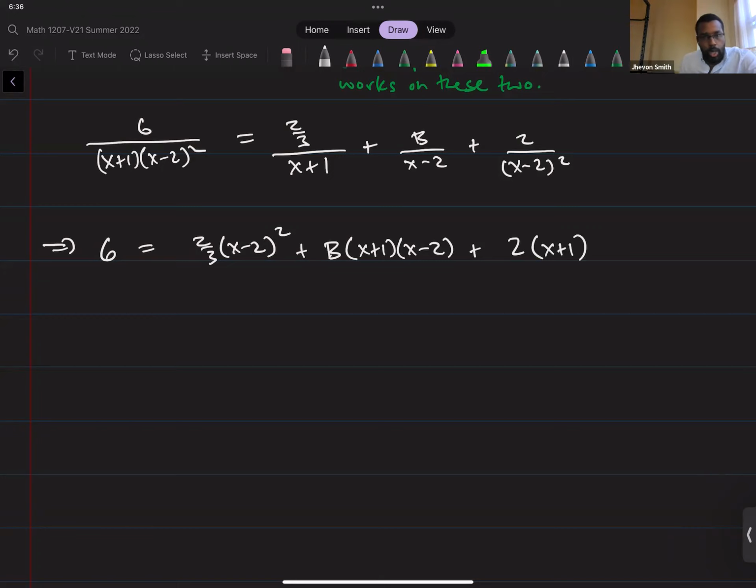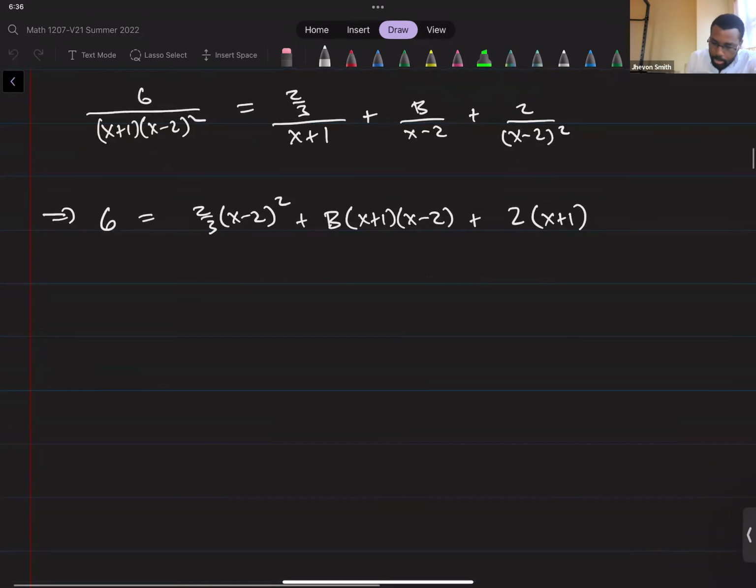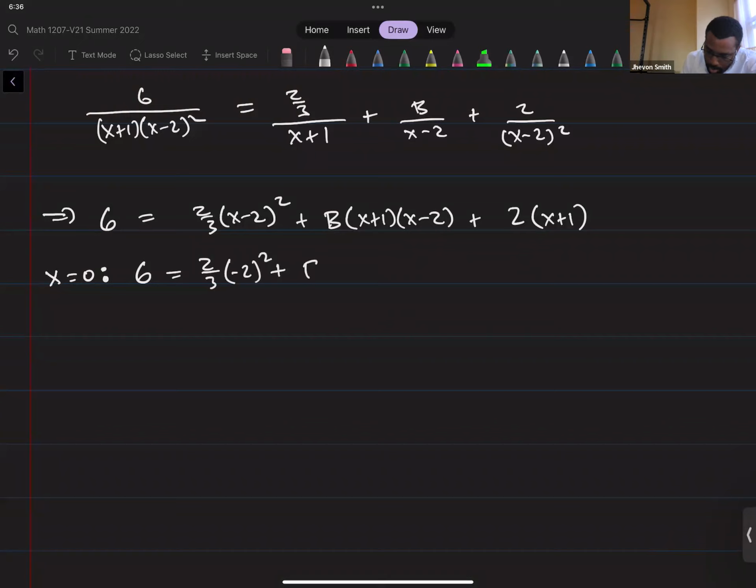But at this point, notice that if I plug in an x value, I would just have b being the only unknown. So let me just plug in something random and easy, say x equals 0. This equation needs to hold for every x, so it's going to hold for x equals 0. So this means 6 is 2 times 2/3 times minus 2 squared plus b times minus 2 plus 2.